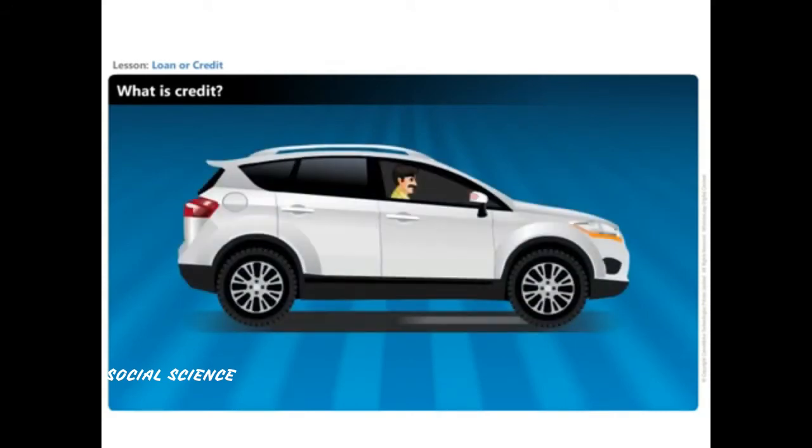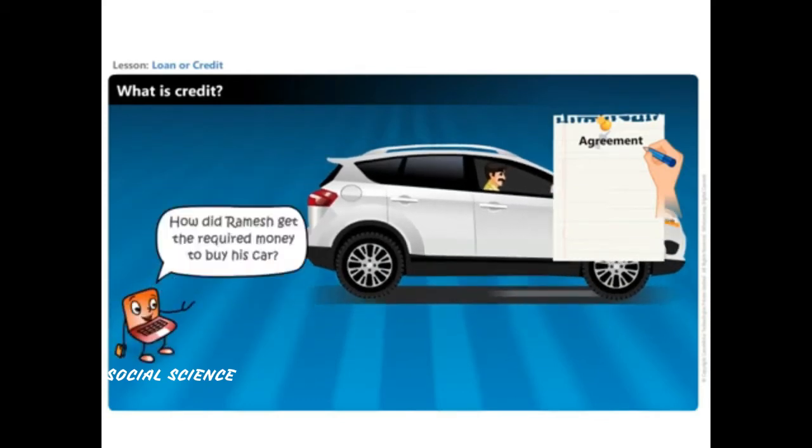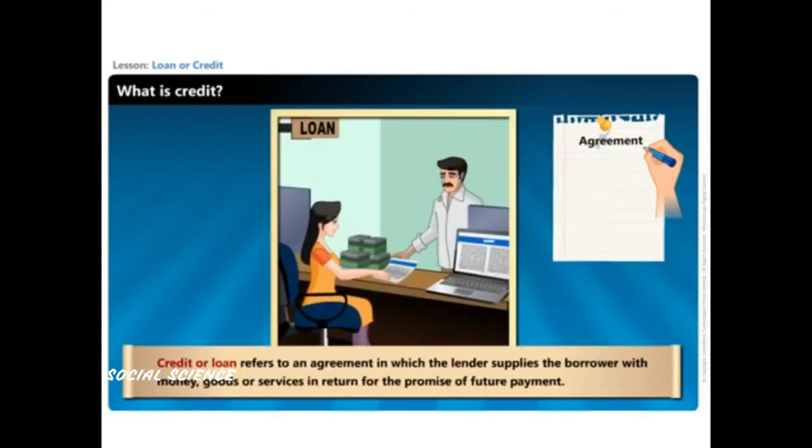Ramesh gets the required amount of money from the bank to buy a new car. He gets an amount with an agreement to repay some of it on a monthly basis. How did Ramesh get the required money to buy his car? He got the required amount through a loan. Credit or loan refers to an agreement in which the lender supplies the borrower with money, goods or services in return for the promise of future payment.